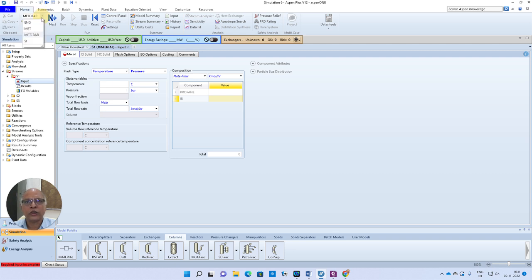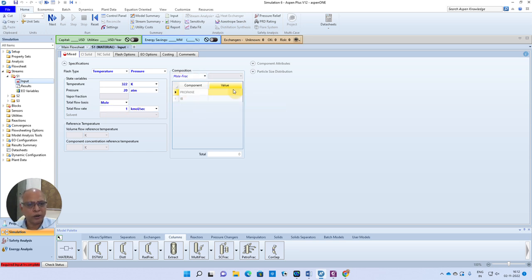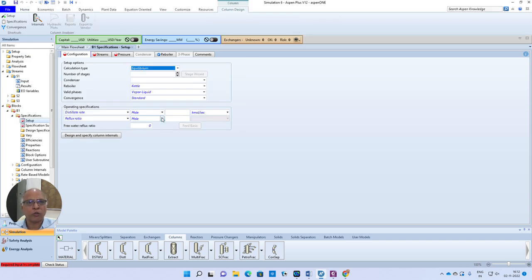So let me choose the unit system as SI. The feed is entering at 322 Kelvin, a pressure of 20 atmospheres and a flow rate of 1 kilomole per second, having a composition of 40% propane and 60% isobutane. So having defined this input stream, we may have to provide some data with respect to the block. So we are using the equilibrium staged approach. The total number of stages is given to be 22. Let me select the condenser as total.